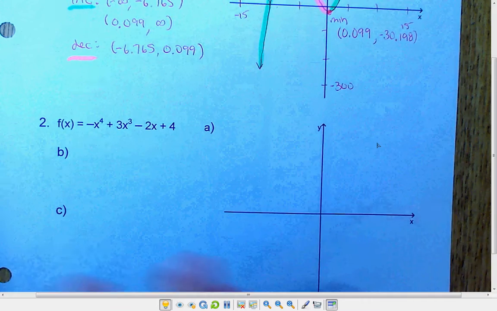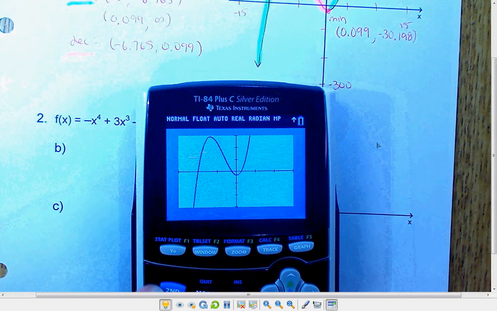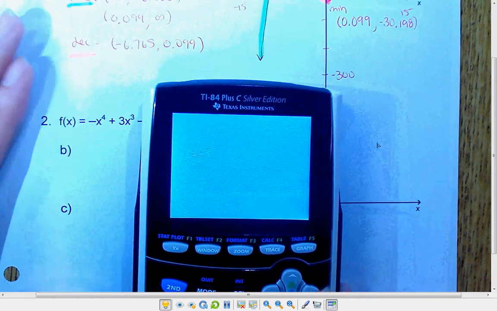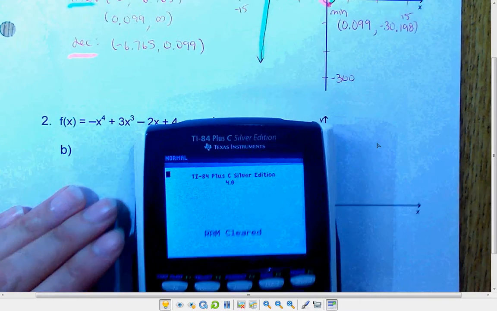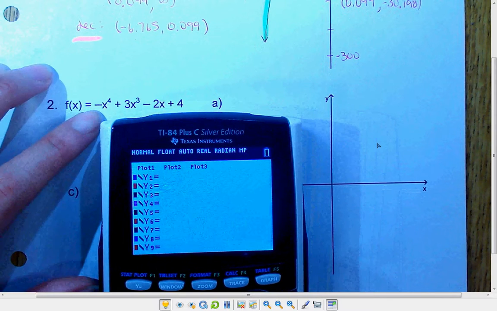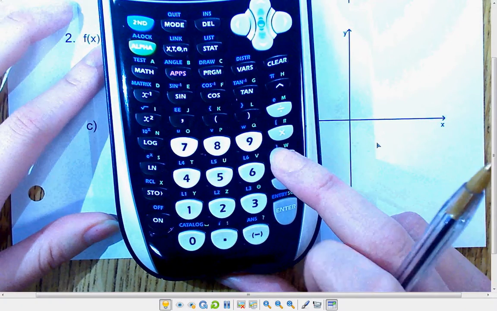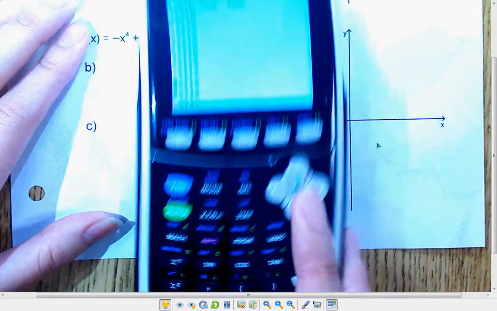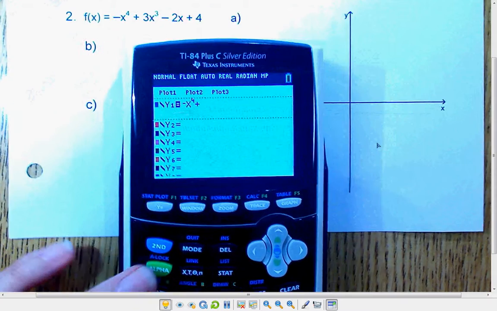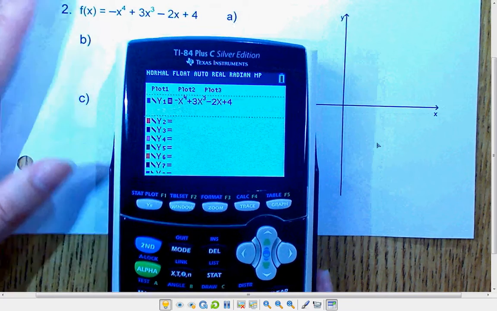So for number 2, let me start off by clearing my calculator because I want to just start all over. So second plus 712. Reset my whole calculator. And I'm going to go to y equals and type this in. So be careful with this first term here. It's negative. Be careful you don't use the minus button. You use the negative button. So negative x to the 4th power plus 3x to the 3rd minus 2x plus 4.